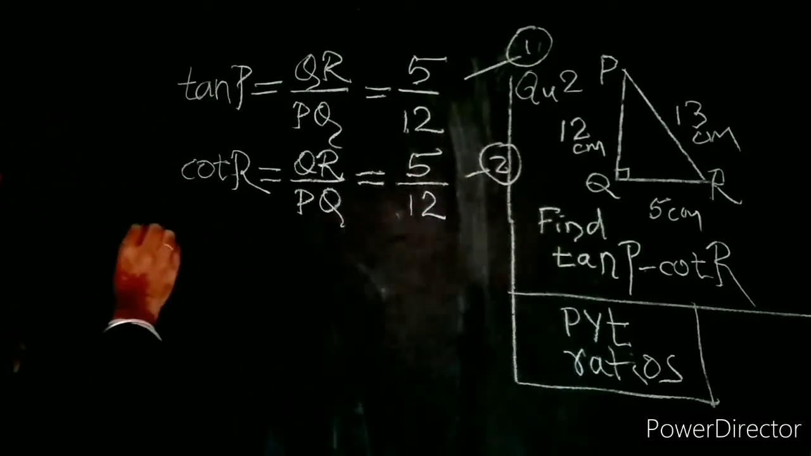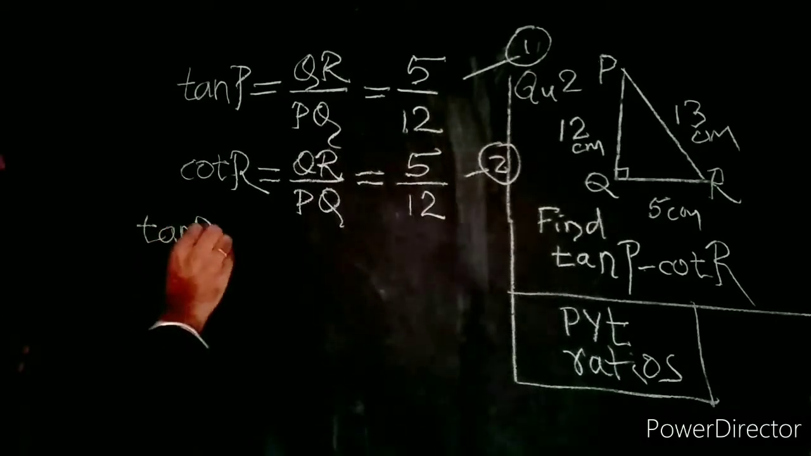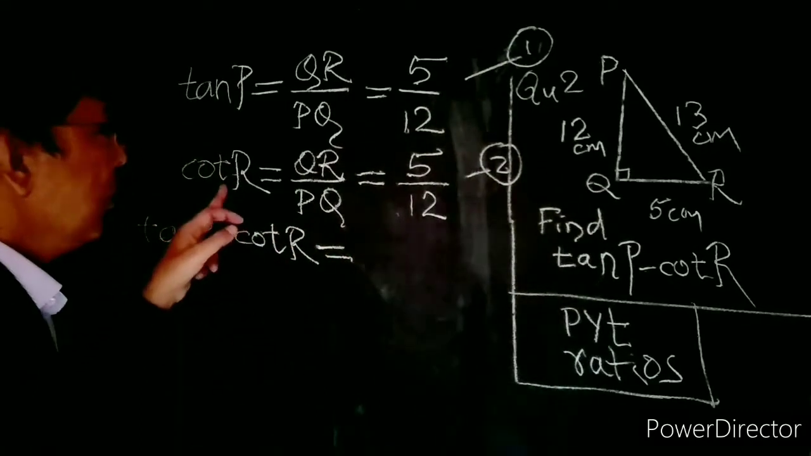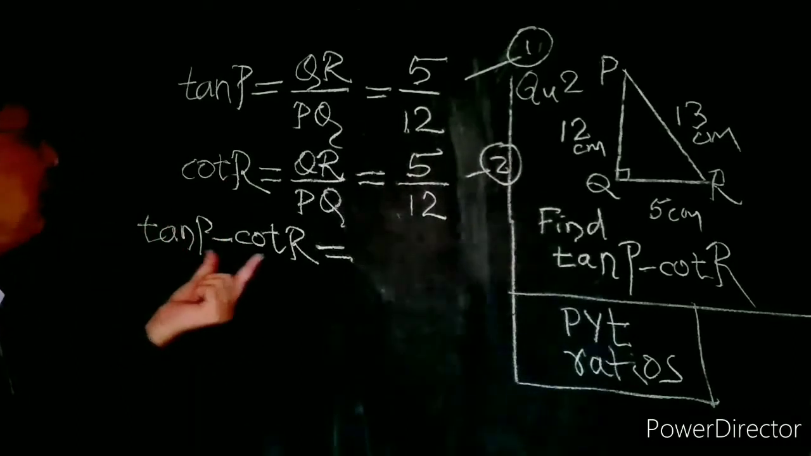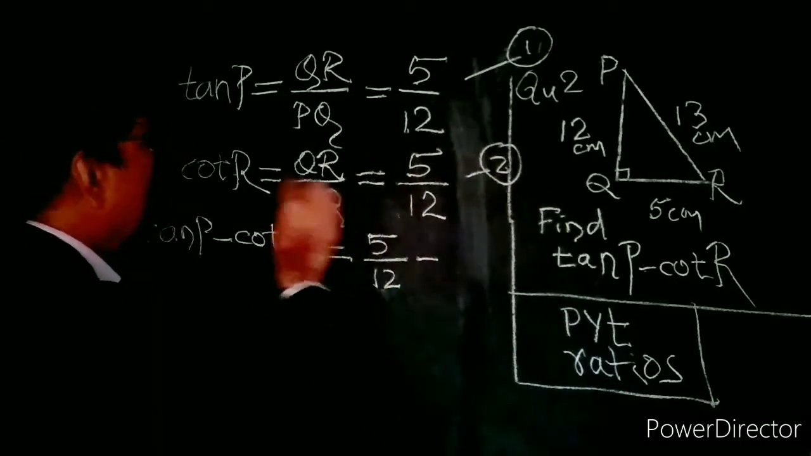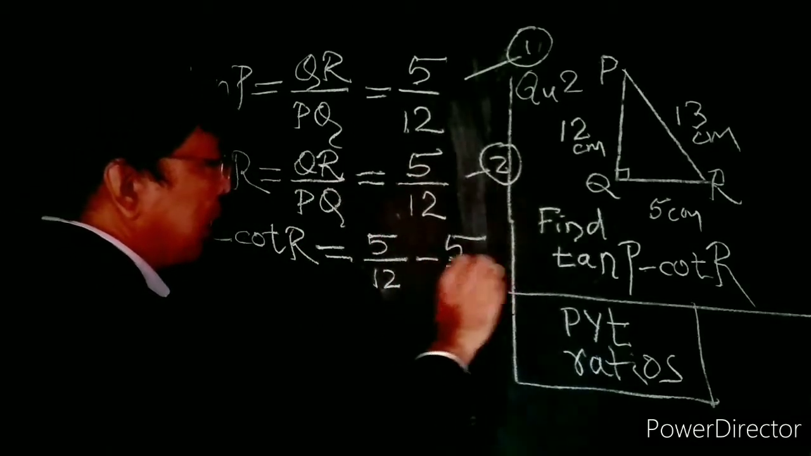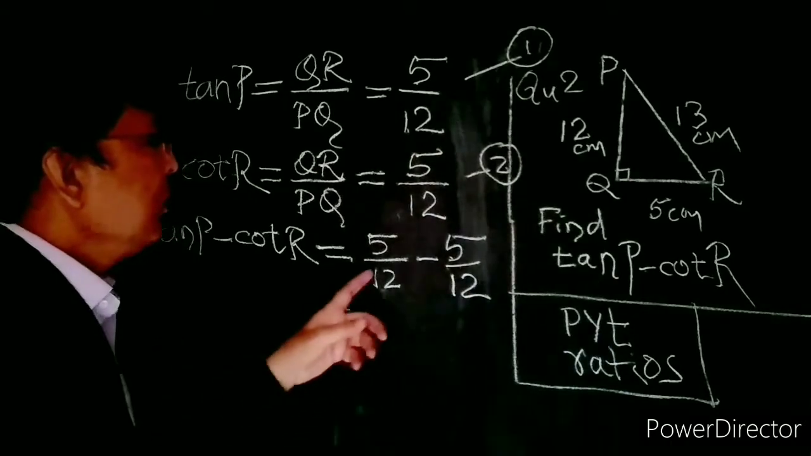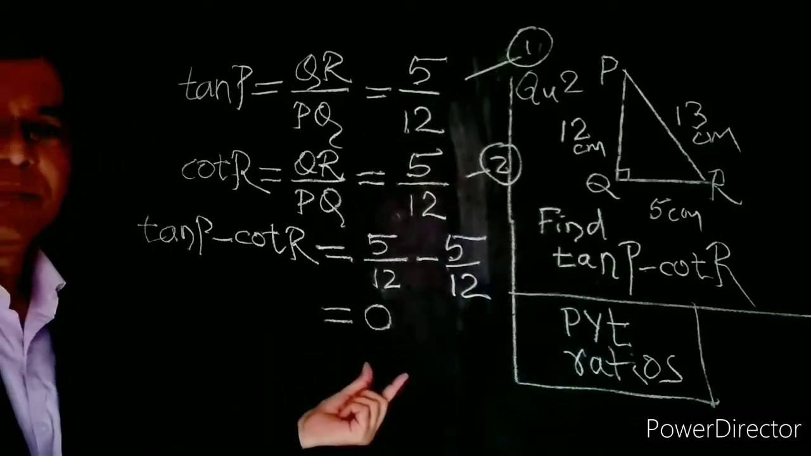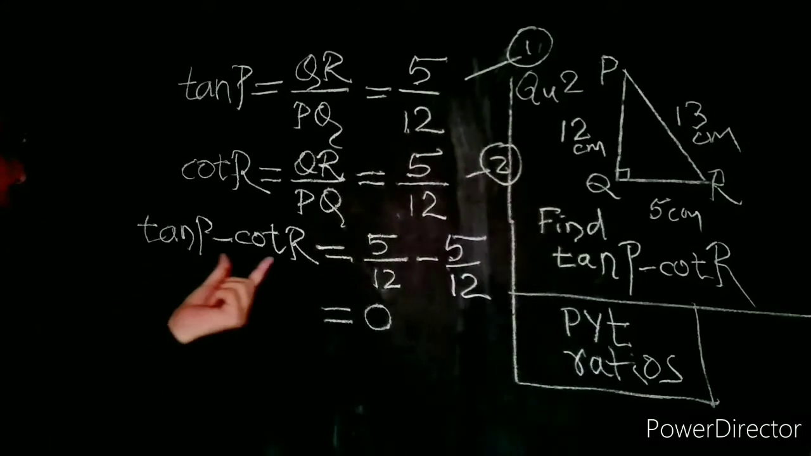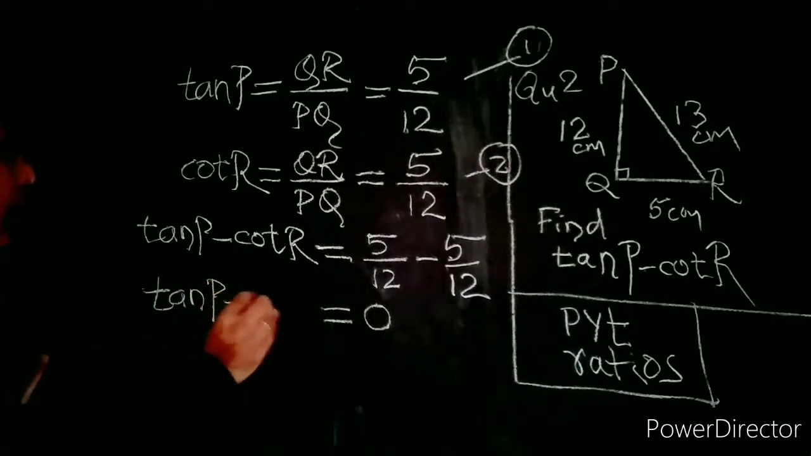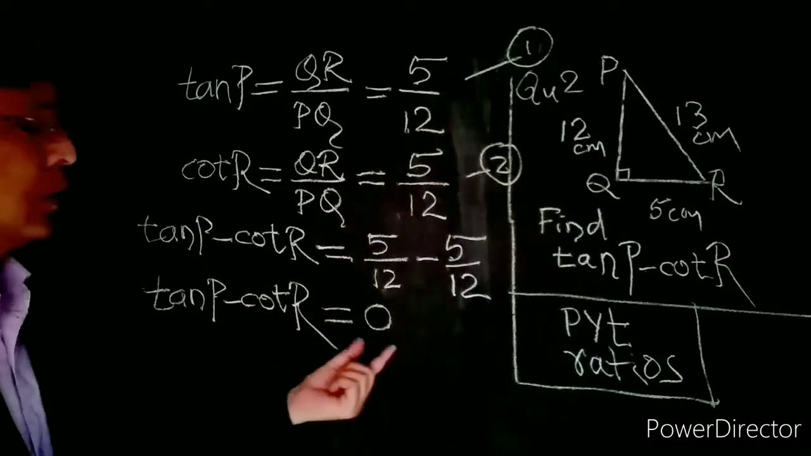Now, from equations 1 and 2, we have to find tan P minus cot R. We know the value of tan P and we also know the value of cot R. So tan P minus cot R equals 5 upon 12 minus 5 upon 12. They cancel and we get 0. The value of tan P minus cot R is equal to 0.